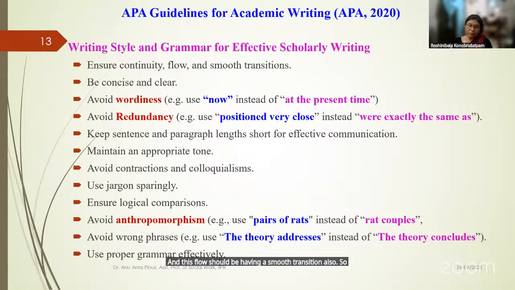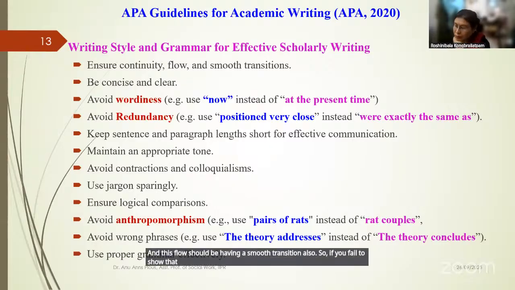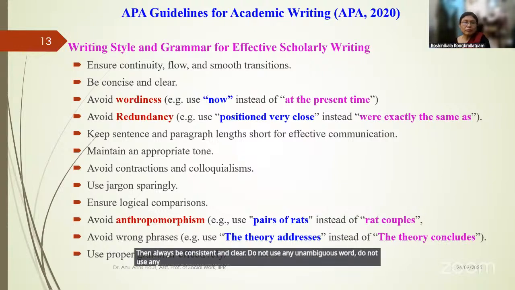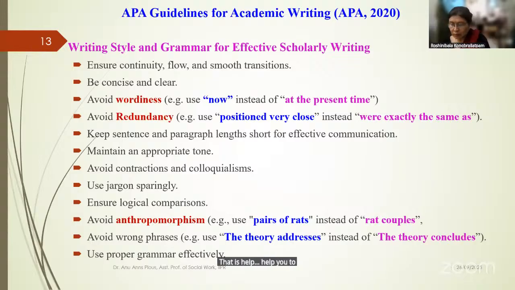If you fail to show that logical order, continuity and flow from one section to another, from one paragraph to another, then it is very difficult for the readers or reviewers to understand your findings. Then always be concise and clear. Do not use any ambiguous words. Do not use any words which show you are not confident enough. Always be very concise in your writing. That helps you to avoid unnecessary explanations and length of the paper.